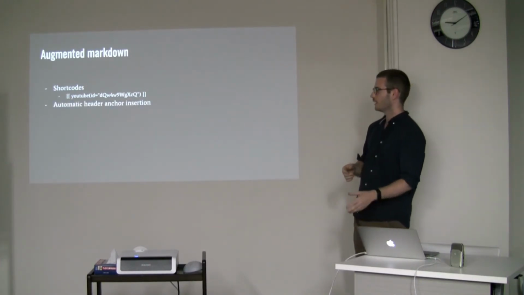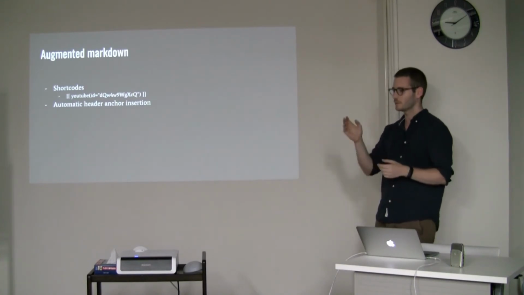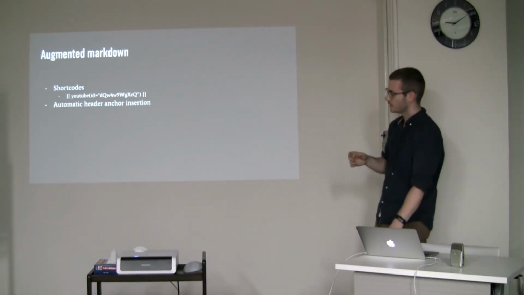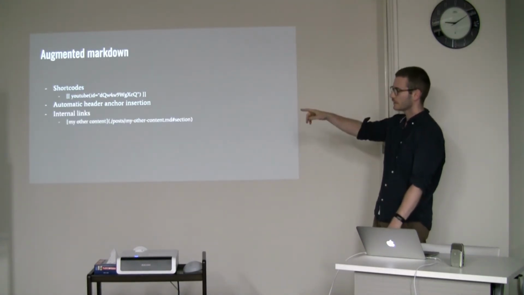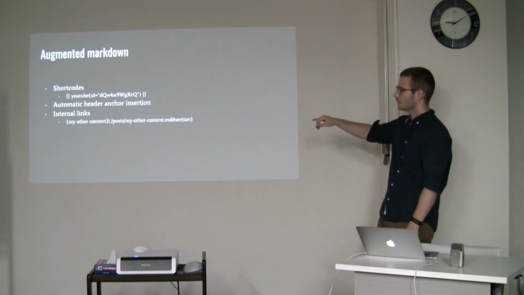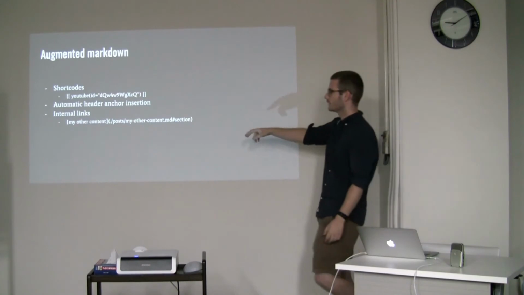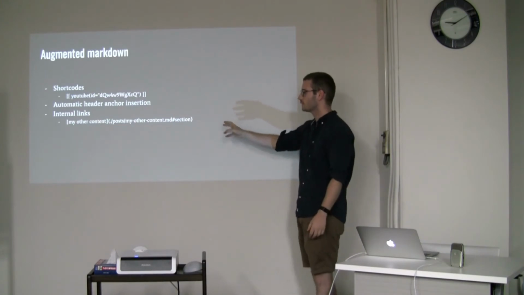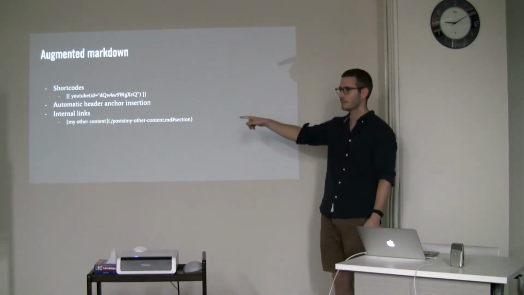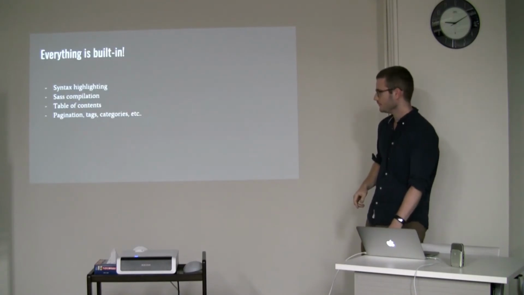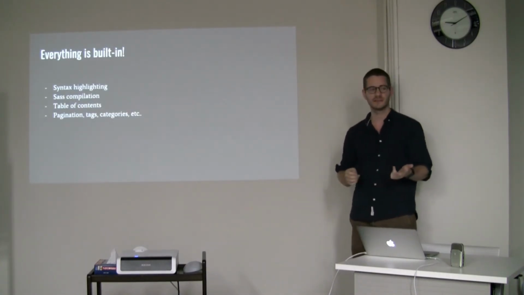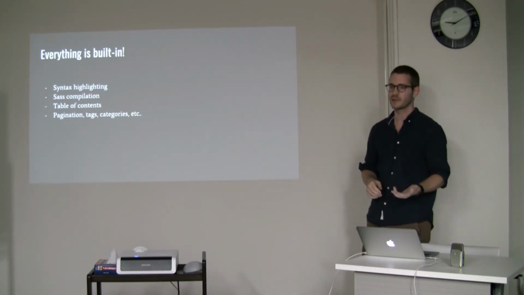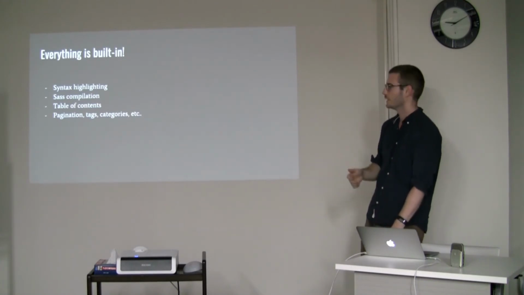So automatic header anchor insertion is just a nice way to say that it automatically adds an ID to your headers, so you can reference them easily later if you want to put a link to it. And basically we just augment the markdown so you can refer to local contents. So this thing is actually a file, so it's not going to work if it's a real link. So Gutenberg is just going to replace that to be a link for that particular page automatically. So basically everything is built in. It has syntax highlighting, Sass compilation built in, table of contents, and obviously pagination, tags, categories, and everything else, live reload, anything.